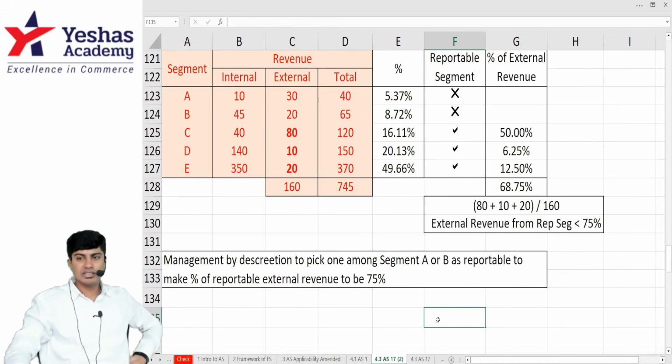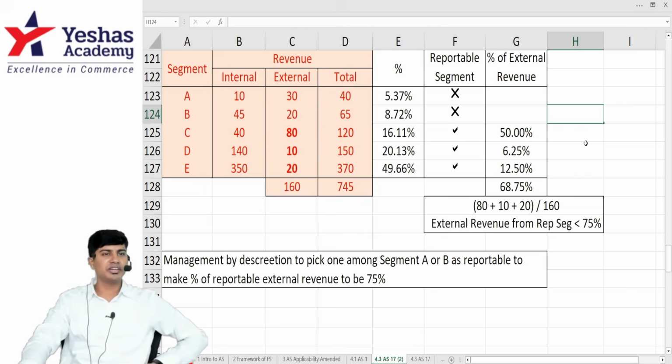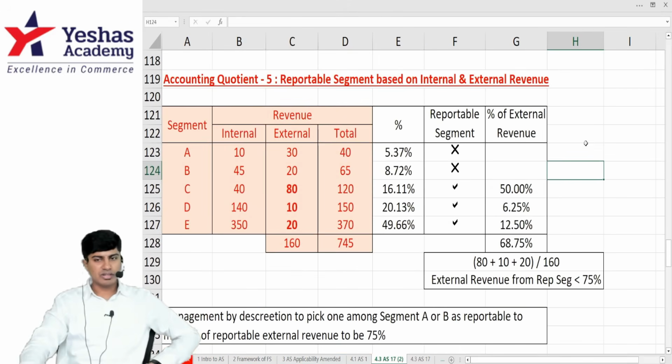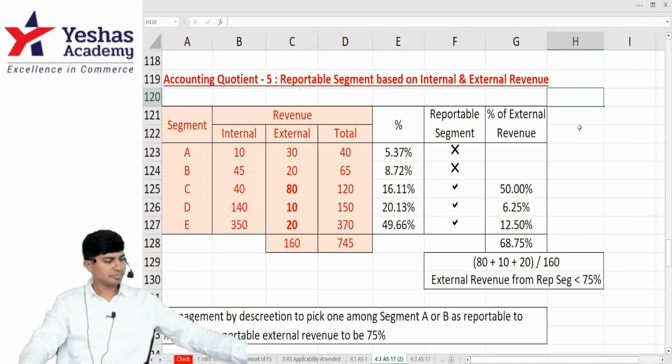Are you getting it? Happy, everyone? Fifth one. How many of you had already done it before me and got the same answer? Very good. Shabash. Next we have the sixth one. Okay. That is something new also again. One more new point.